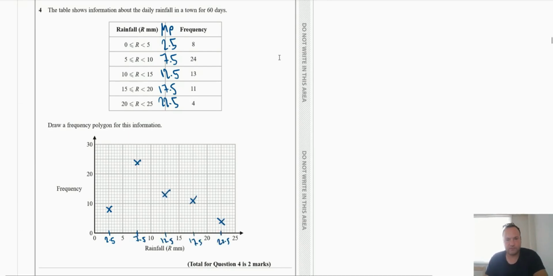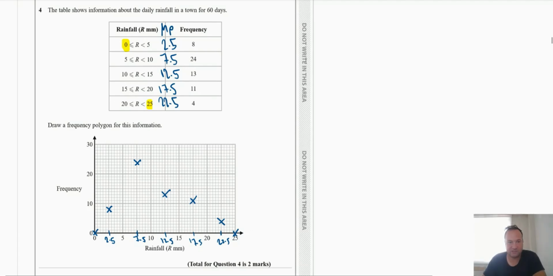So what we've just done, we've just plotted all these points. So what we need to do next, and this is actually what we must always do for frequency polygons, we can see 0 is the first point, and we start from 0 over here. And then for 25, again, we've got a frequency of 0 since it's strictly less than this particular value. So we also have 25, 0 as well.